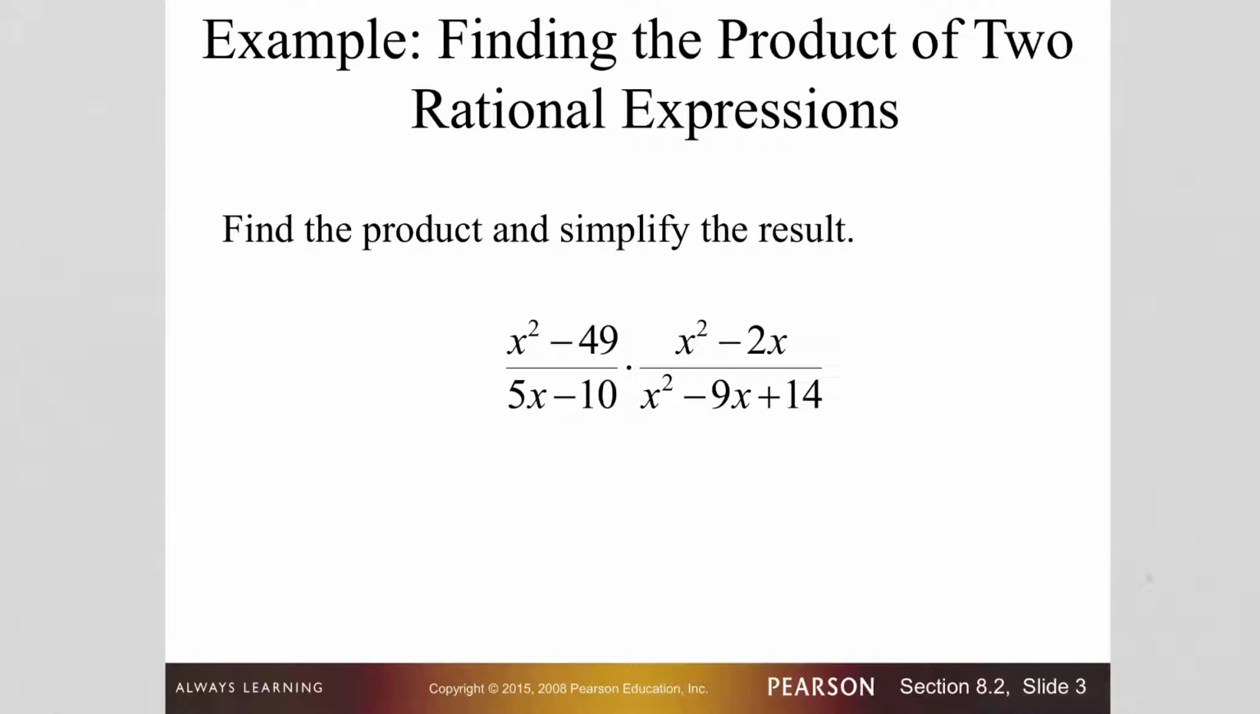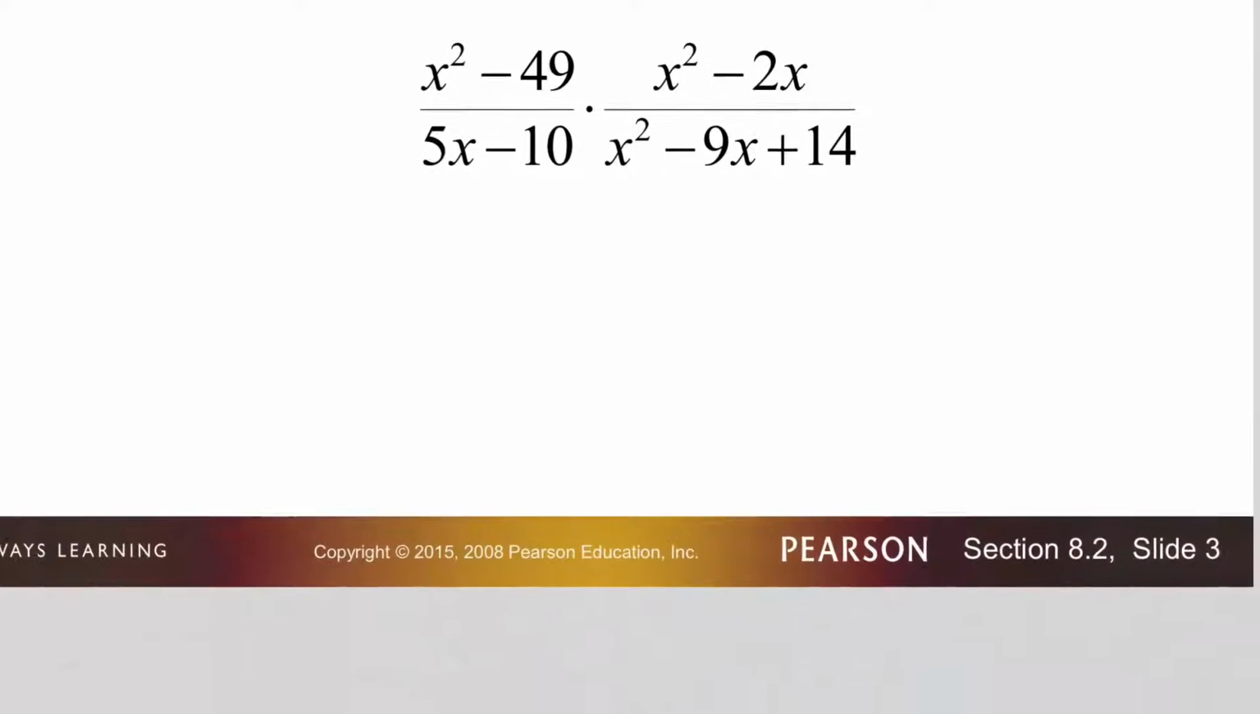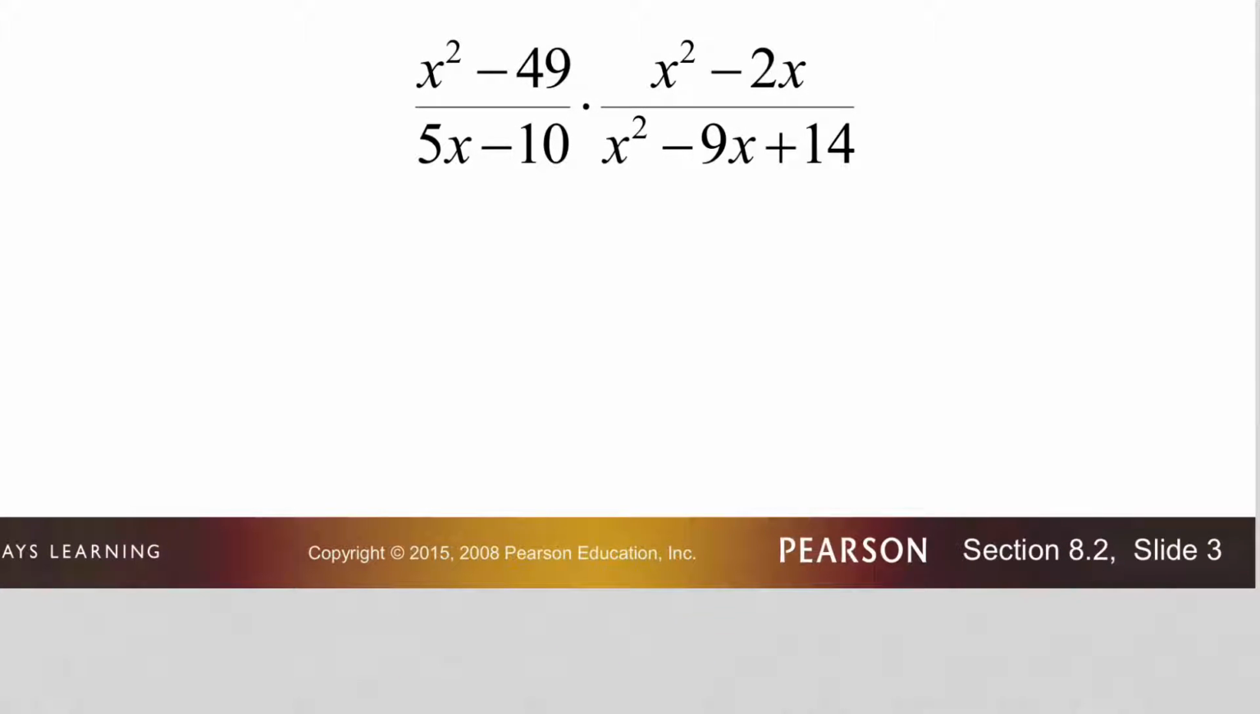Alright, so in this problem, we want to find the product and simplify the result. What I want you to remember with problems like this is that you do not need a common denominator to multiply. But remember, whenever you multiply fractions, sometimes it's easier to reduce and then multiply. Same thing goes for this. So we're going to reduce by factoring.